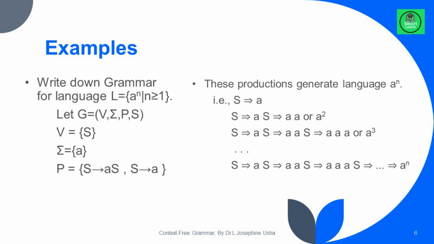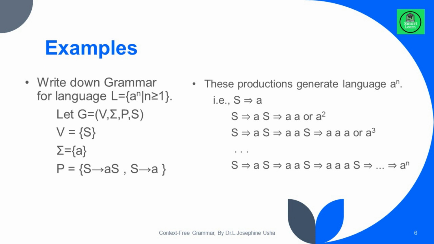Suppose you want to derive a single a, so apply the second production, so you'll get S tends to a. And if you want to derive two a's, apply the first production S tends to aS, then instead of S you will apply a here. So you will derive two a's. Similarly, you can derive 3 a's, 4 a's, 5 a's, like that. So you can derive n number of a's. So this grammar derives the language L equal to a power n, the set of strings of a's.